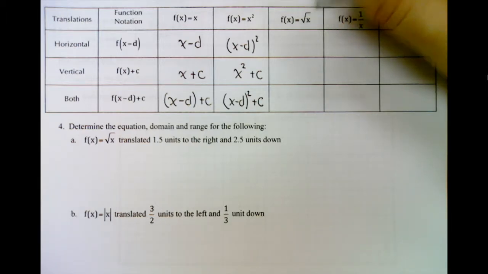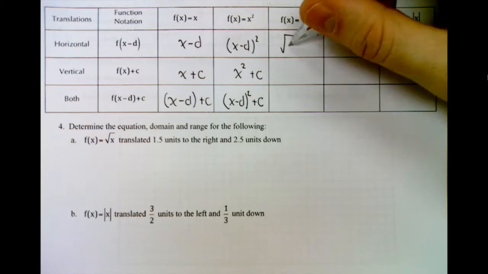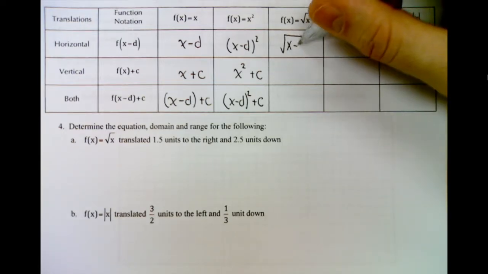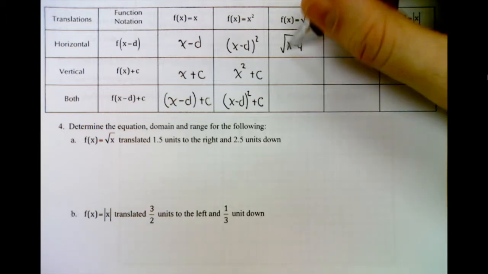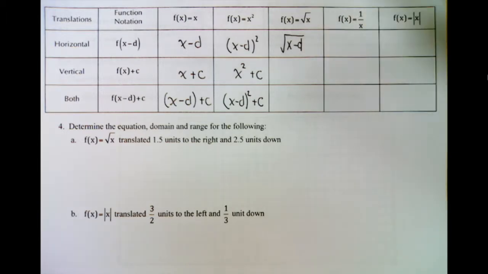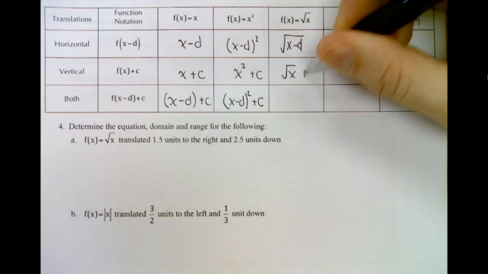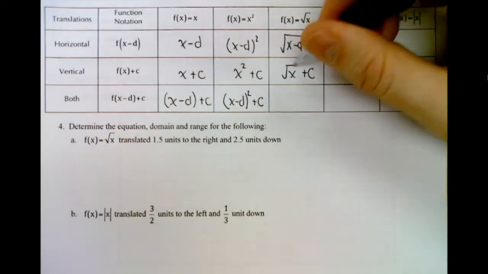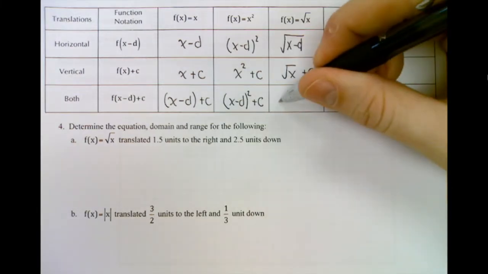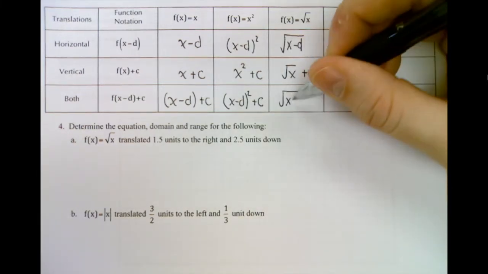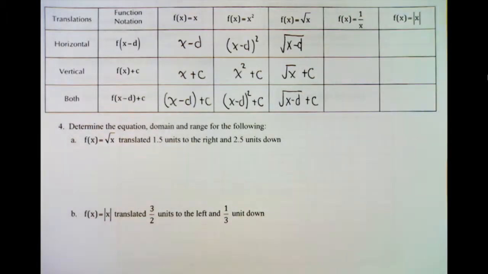The function is the square root, so the equation would look like this. Square root of x minus d, d acting on x inside the function square root. C acting on the whole function, outside the function. Square root of x outside plus c. Both together, square root of x minus d, plus c on the outside.